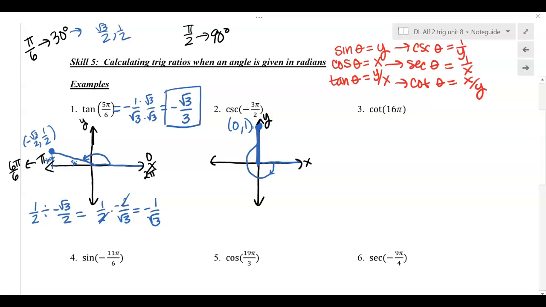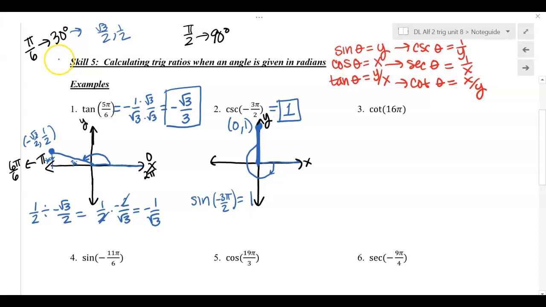So it's asking me for cosecant. So to find the cosecant, I normally actually find the sine first. The sine of negative 3 pi over 2 is that value of 1. The cosecant is the reciprocal of that, and the reciprocal of 1 is 1.